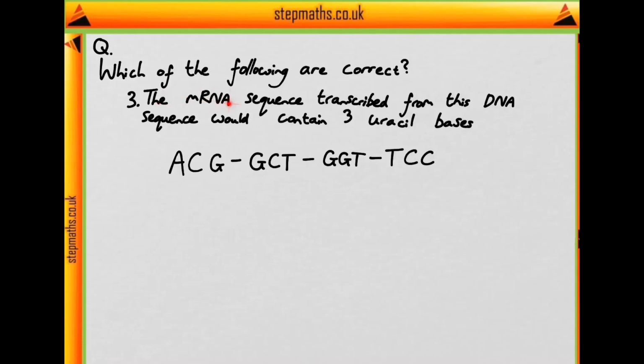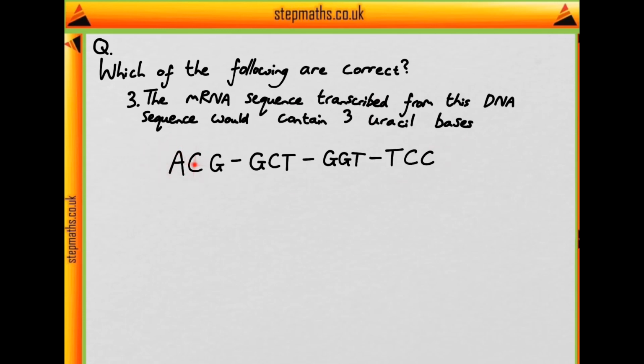And finally, the mRNA sequence transcribed from this DNA sequence will contain 3 uracil bases. And so we know that uracil is a base which is only incorporated into RNA, with the complementary base to uracil being adenine. And so if the mRNA sequence transcribed from this DNA has 3 uracil bases in, then we would have to have 3 adenines in this DNA sequence.